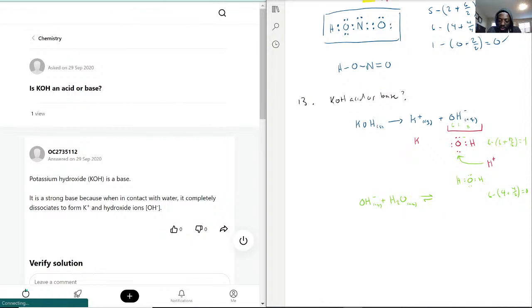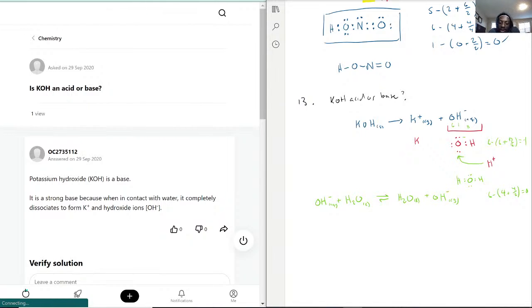Sorry, I just want to make sure this arrow is looking nicer. So OH- plus H2O turns into H2O, oops, that's not H2O, it's H2O liquid, plus OH minus. So really it just switched protons.